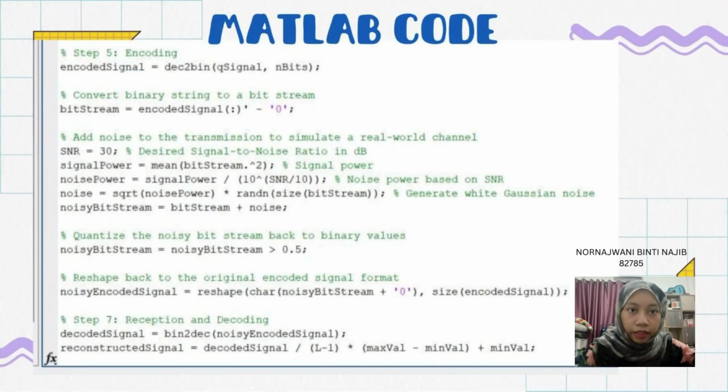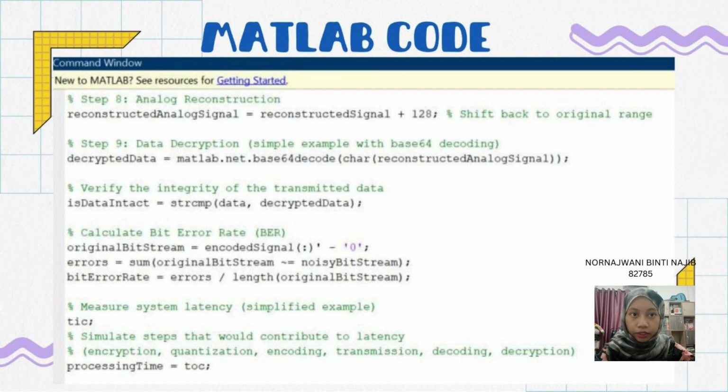Step 5. Noise is added to the binary signal to simulate a noisy channel during transmission. Then the binary signal is decoded back into quantized values upon reception. Step 8. The analog signal is reconstructed from the decoded quantized values. Step 9. Decrypted data is obtained from the reconstructed analog signal. Step 10. Ensure the integrity of transmitted data after encryption, transmission, and decryption. Step 11. Measure the quality of transmission by calculating the bit error rate (BER). Step 12. Measure the time taken for the entire process, crucial for real-time financial transactions.